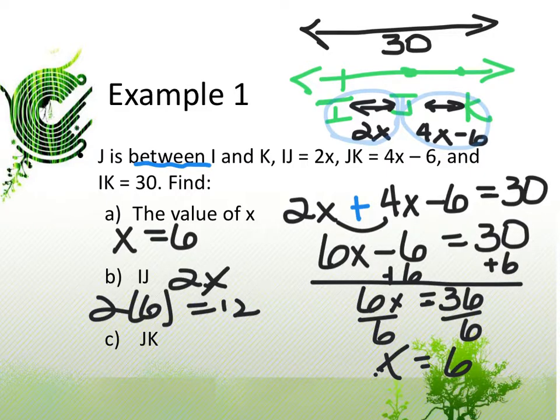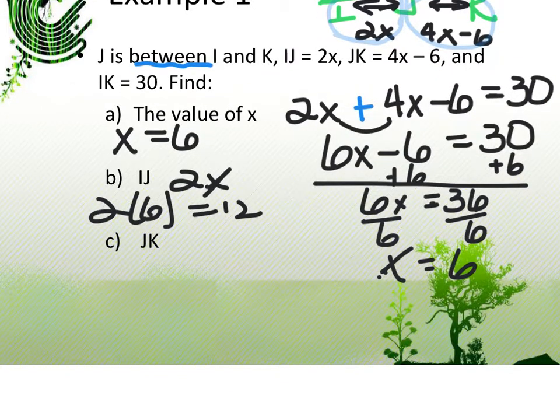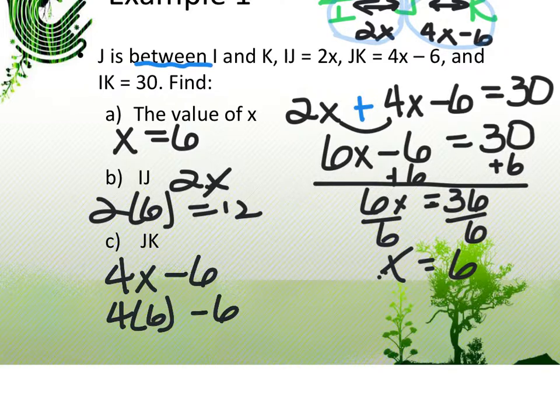12. Okay. How can I find jk? By plugging into 4x minus 6. What am I going to plug into 4x minus 6? Oh yeah, you plug in 6. Good. I'm going to plug in 6. Wonderful. So then I'm going to do 4 times 6 first. What do I get? 24. And then 24 minus 6. And that's your answer. So here we go.